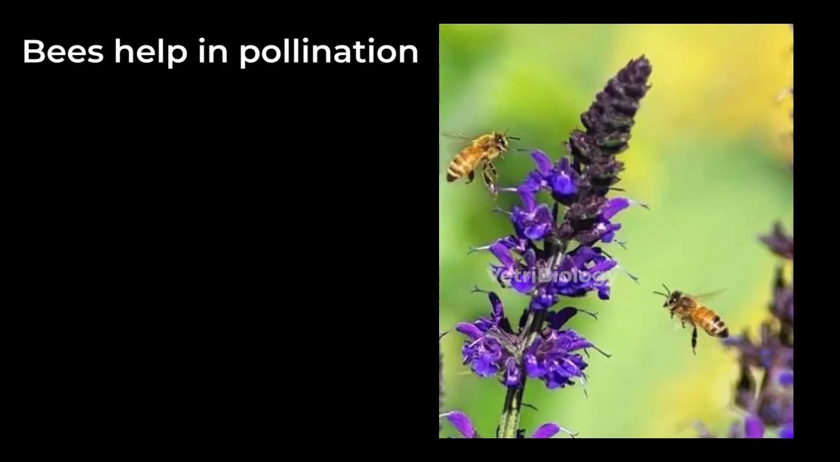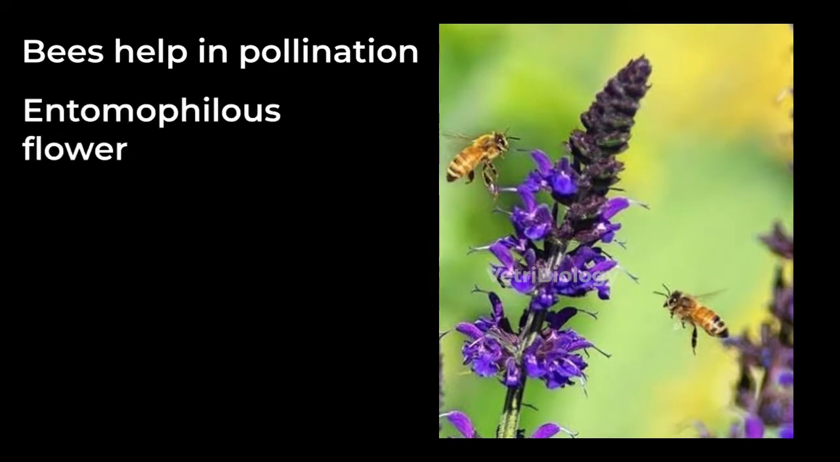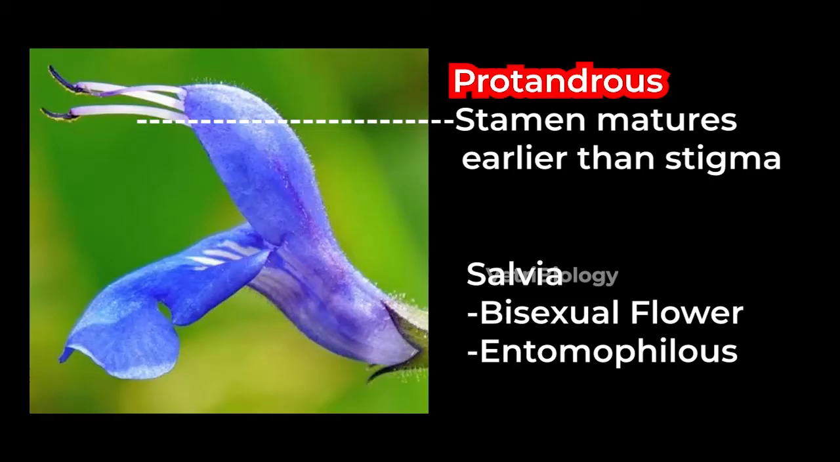Bees are the main visitors to collect the nectar from this flower and help in cross-pollination. So, Salvia is an entomophilous flower because pollination is performed by insects. Let us know what adaptations are seen in this flower. I already told it is a bisexual flower and it is protandrous. It means the stamens mature earlier than stigma. You would have learnt about this when you studied contrivances of cross-pollination. It comes under dichogamy. Can you remember? Okay, let us learn the structure of this flower.